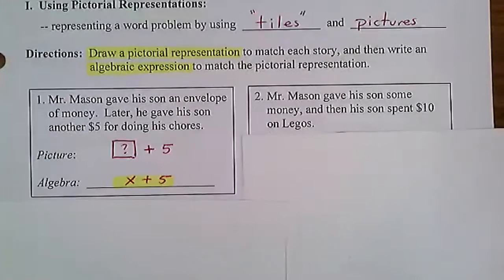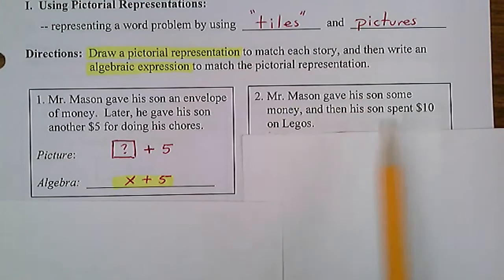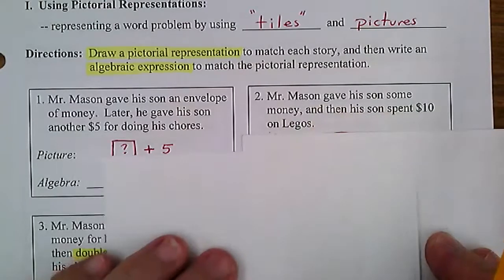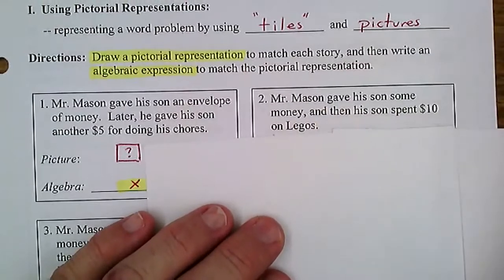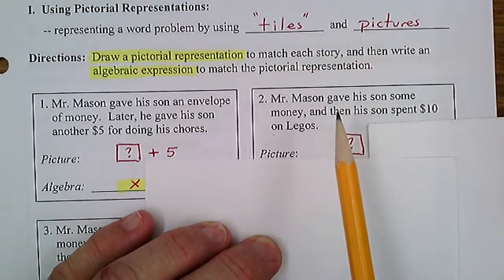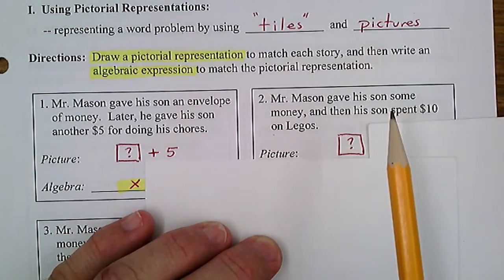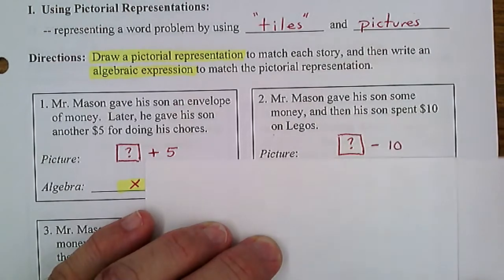On number two, it says, Mr. Mason gave his son some money. Okay, so I gave him some money, but it doesn't tell us how much. And then his son spent $10 on Legos. Okay, my boys are a little bit older now, but they used to love Legos and they'd spend their money on Legos. Okay, so let's see. I gave him some money. So we don't know how much is in the envelope. So an envelope of money. And then it says he spent. So the word spent, is that an add, subtract, multiply, or divide concept? And that would be a subtract. So he spent $10.